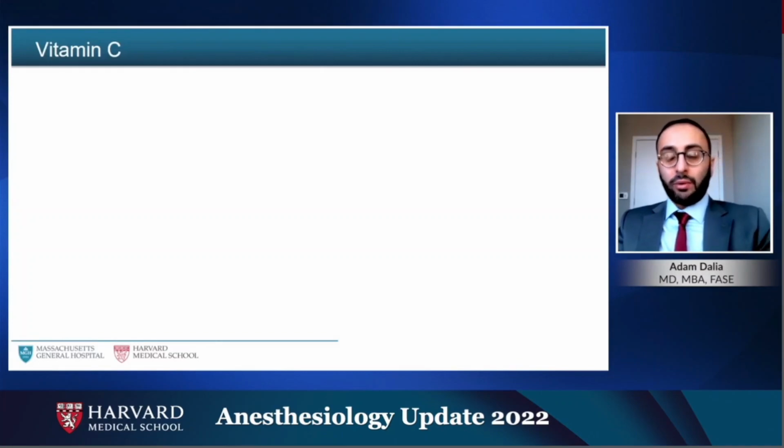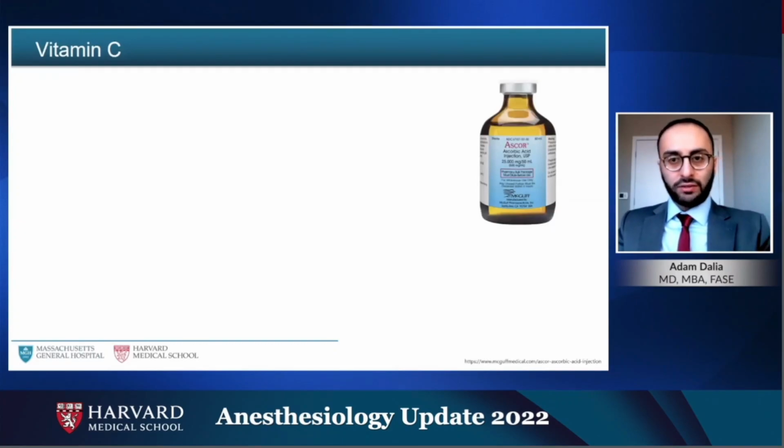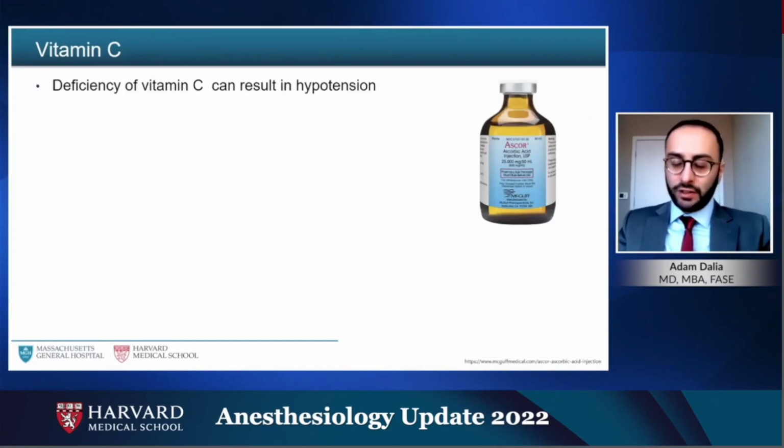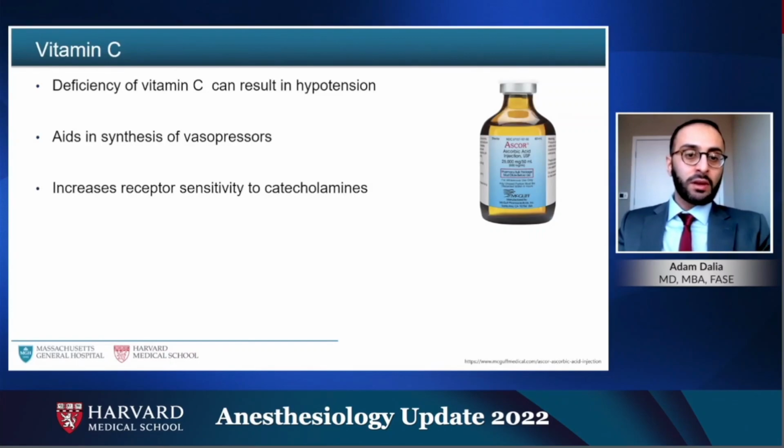More specifically, one that we may not think of is that vitamin C component. So we may be familiar with the hydrocortisone, we may be familiar with the thiamine, but the vitamin C may not be one that comes to mind when thinking of vasoplegic shock. And so there's preliminary evidence that this may work even outside of the HAT therapy. So it's relatively cheap. It's vitamin C. Any deficiency in vitamin C can cause hypotension. So the thought is that replacing the vitamin C, aiding in the synthesis of vasopressors, may help the vasoplegic shock. It increases the receptor sensitivity to catecholamines, both the endogenous and the exogenous catecholamines that you're administering.